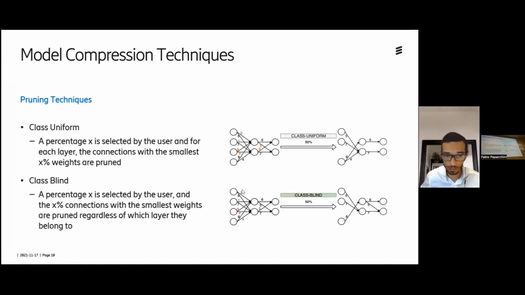And the last one is called class blind, and is quite similar to the class uniform. So the user again selects a percentage x, but in this case, the pruning is done globally. So the x% connections with the smallest weights are pruned regardless of the layer they belong to. And we can see from this example that each technique ends in a different neural network. For example, the connection marked with 2 here is removed from both models, but the connection with the 5 here is removed, but here is kept in the model.